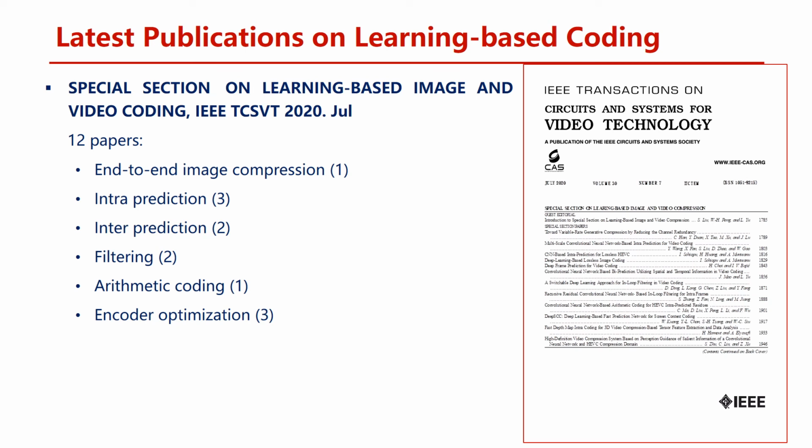Before I end my talk, let me provide some information on learning-based coding. So the first is there will be a special section on learning-based image and video coding in IEEE Transactions on CSVT. There will be 12 papers in this special section, one on end-to-end compression, the others on intra-prediction, inter-prediction, in-loop filtering, arithmetic coding, and also encoder optimization.